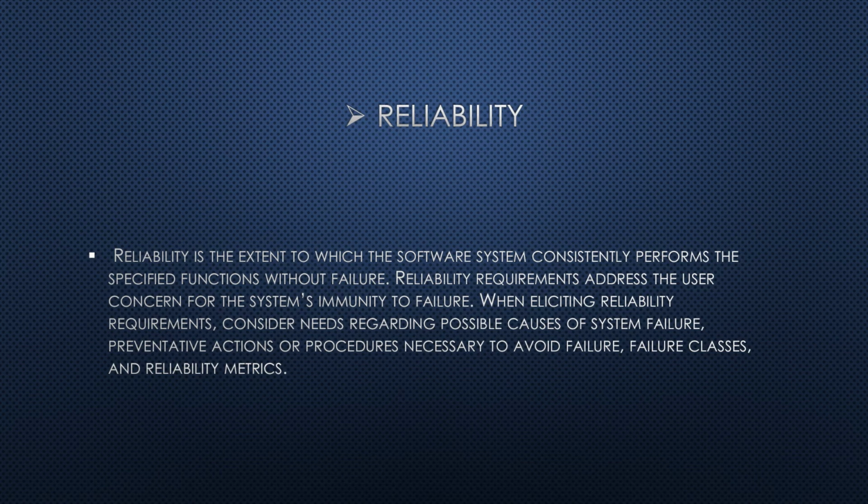Reliability. Reliability is the extent to which the software system consistently performs the specified functions without failure. Reliability requirements address the user concern for the system's immunity to failure. When eliciting reliability requirements, consider needs regarding possible causes of system failure, preventative action or procedures necessary to avoid failure, failure classes, and reliability metrics. The RQ website probability of failure on demand, POFOD, shall be 0.0001, 1 out of 10,000 plays when a student requests to play a course video.